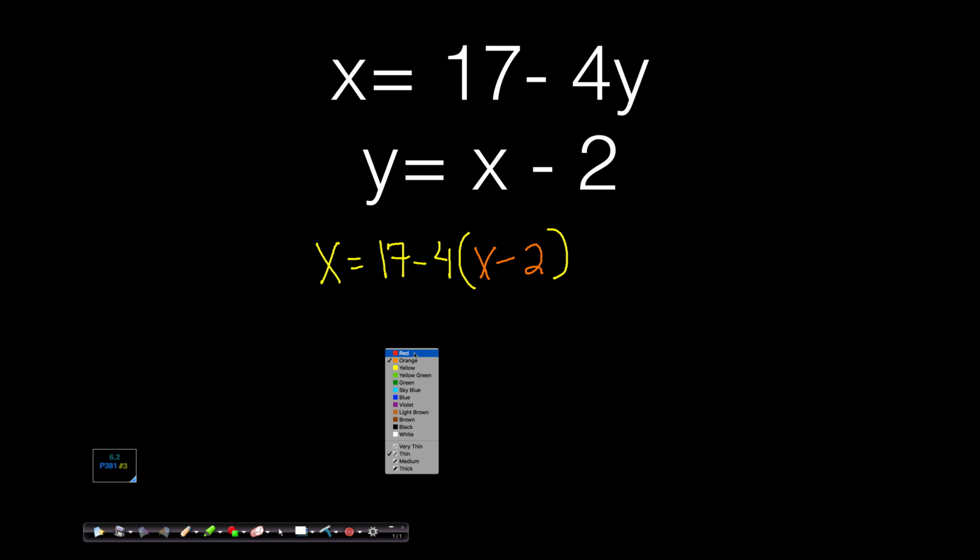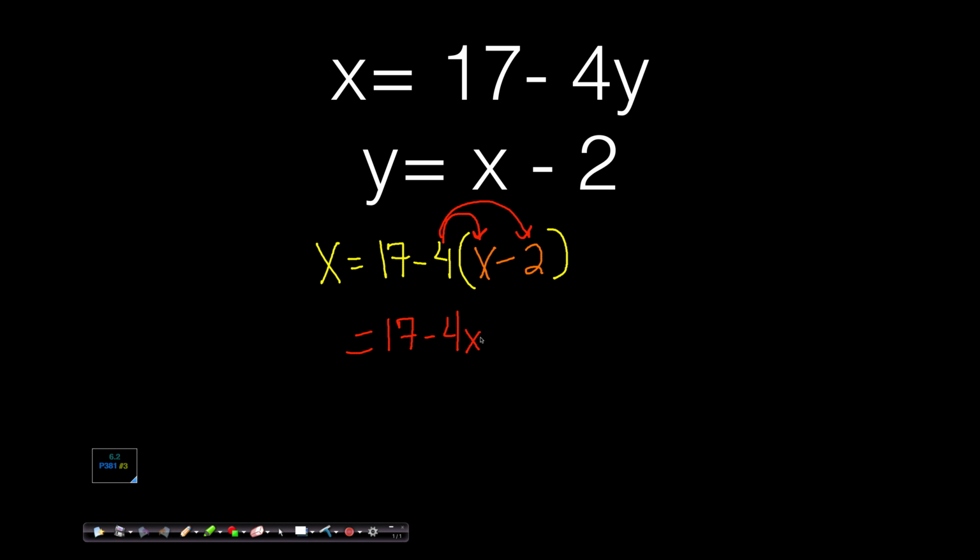So now, at this point, I can just do some algebra. So I have 17 minus, and then I'm going to use the distributive property. So I'll distribute the 4 into the x. That's negative 4x. And then I'll distribute my negative 4 into the negative 2, which gives me a positive 8. And this is my new equation now, so x equals this. And you'll notice that by substituting, I now have an equation with only one variable. Okay, so I can solve for the first variable. I need to find the value.